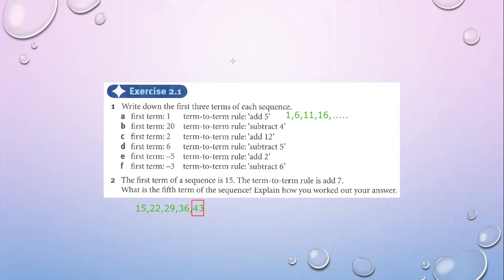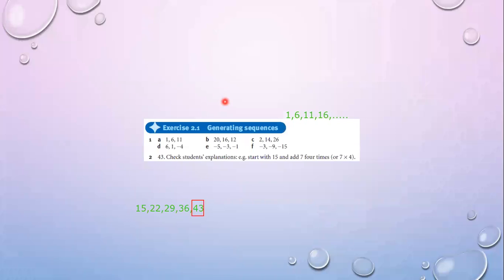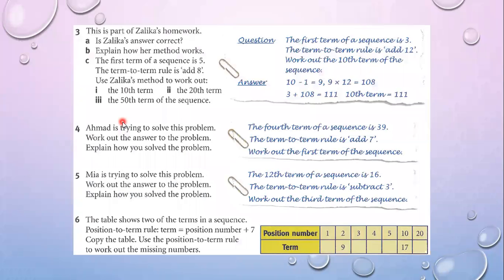So let's move on. Here the first exercise is 2.1, and that is the answer of 2.1. Now the other question, question number 3. How will we solve question number 3?